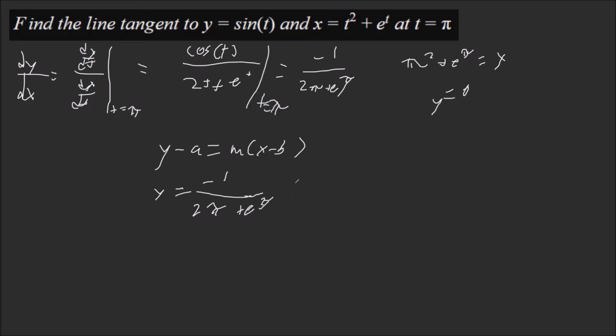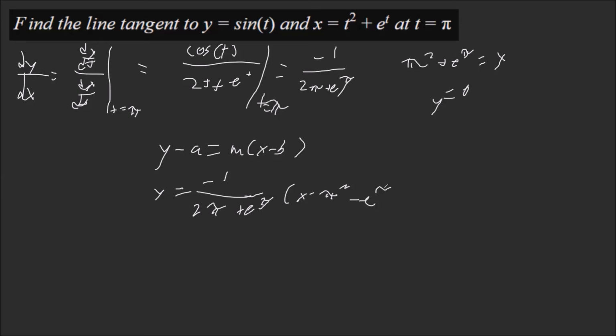And of course, we have to throw in the x minus b. b in this instance is pi squared plus e to the power of pi. However, we're going to distribute the negative sign, which I forgot to add, rather than put parentheses around the whole term. So this is our tangent line.